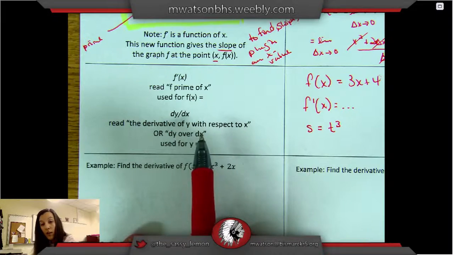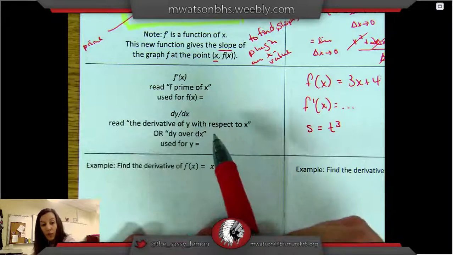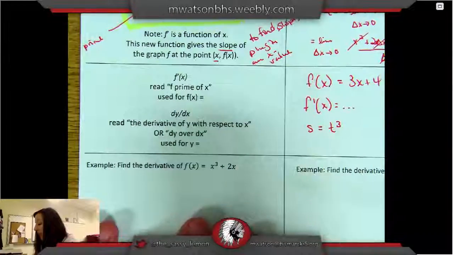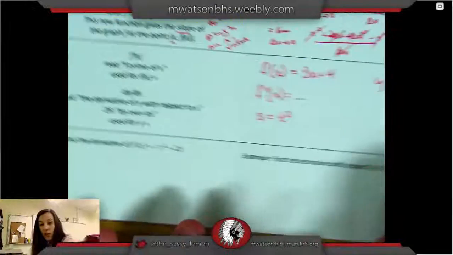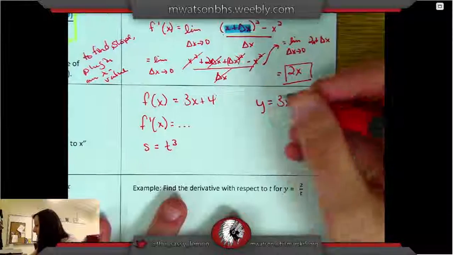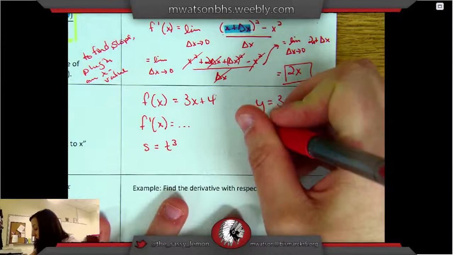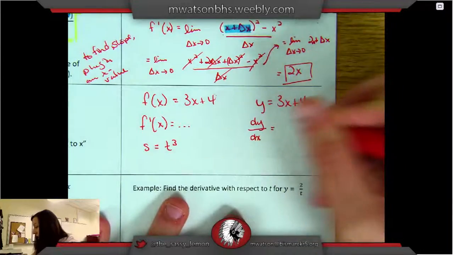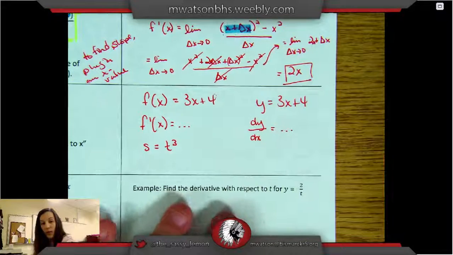And that's important whenever you have two variables. You need to know what the derivative is and with respect to what. And this is used for y equals equations. So over here, whenever we would do the notation, we would denote it by saying the derivative of y with respect to x equals, and then whatever you come up with.